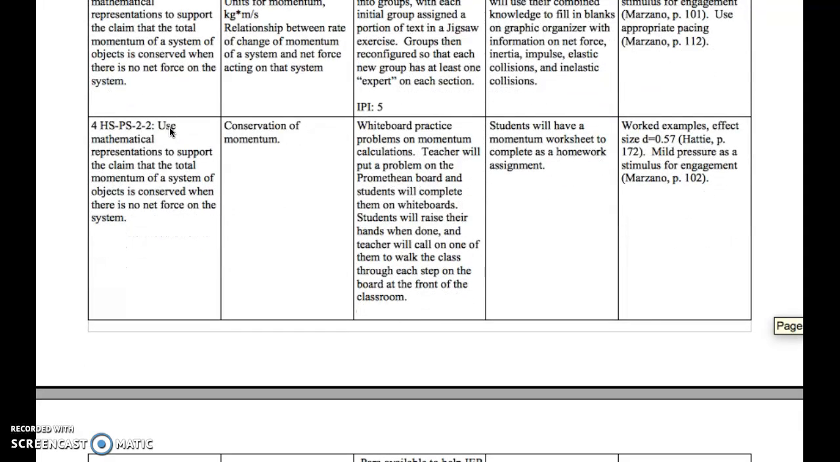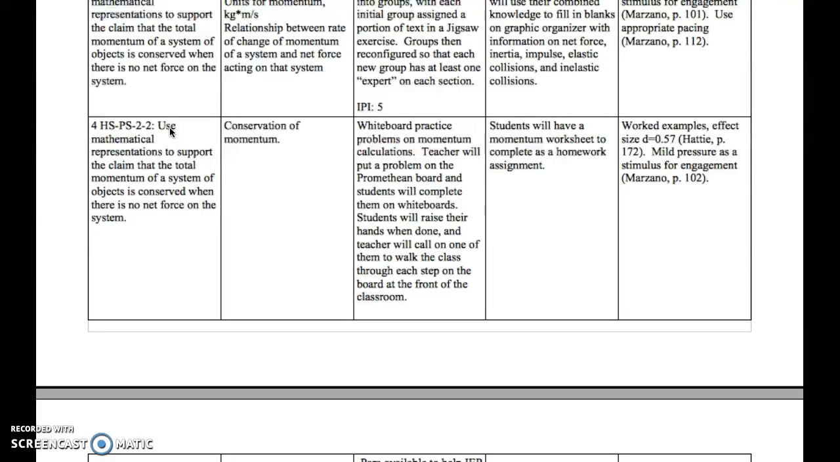The fourth standard is the same as the third standard. This time we'll be looking at conservation of momentum. And so my plan is to do whiteboard practice problems on momentum calculations. I'll put a problem on the Promethean board, and students will complete them on their whiteboards. They'll raise their hands when they're done, and then I will randomly call on one of them to come up to the front and walk us through step by step their process for solving the problem. And then I will give them a momentum worksheet to complete as a homework assignment.